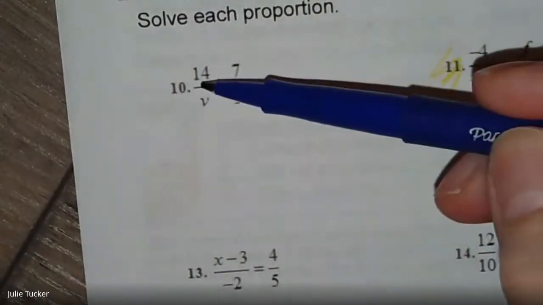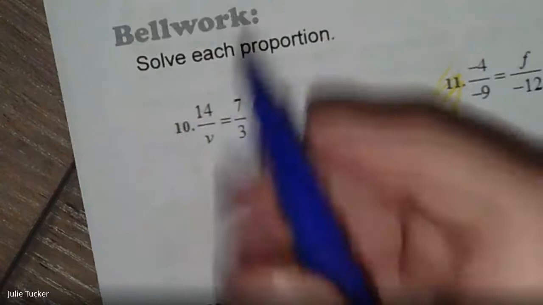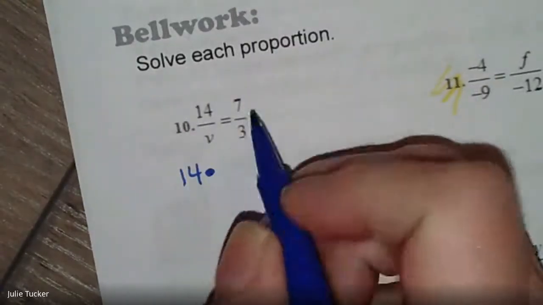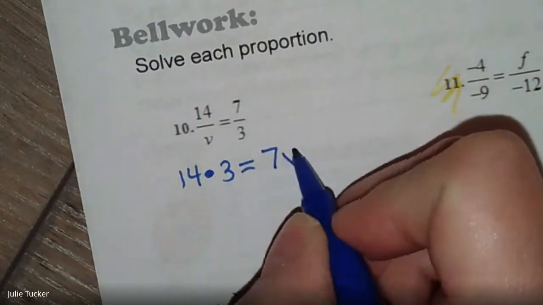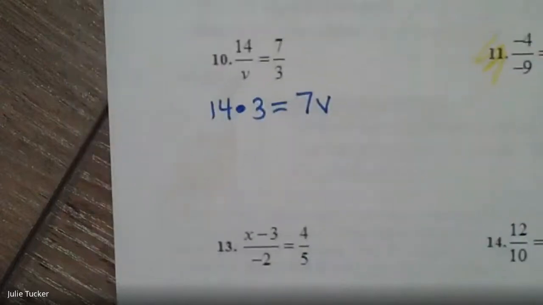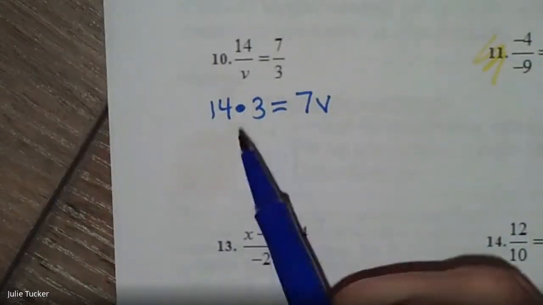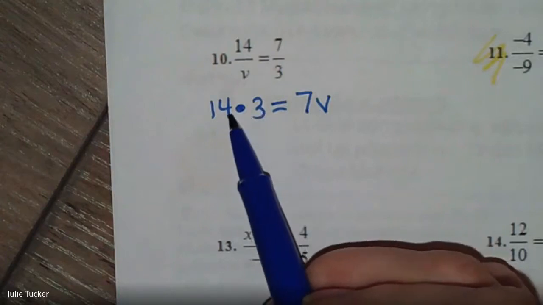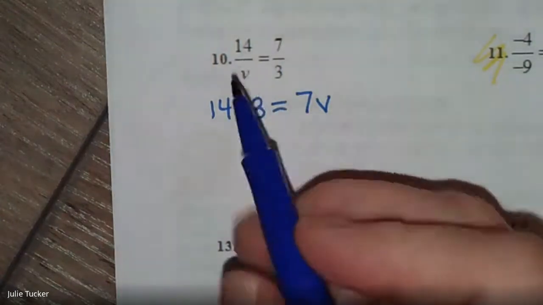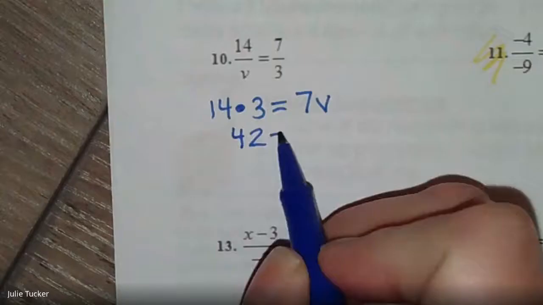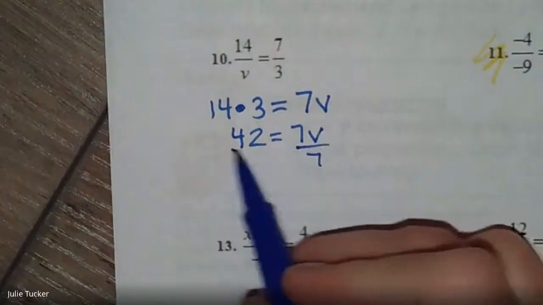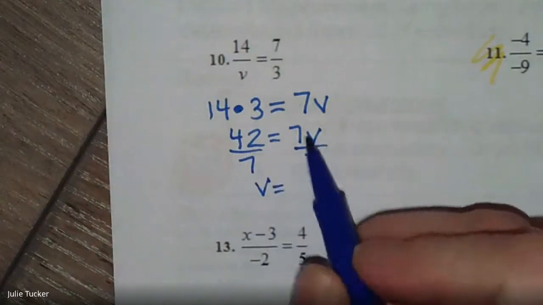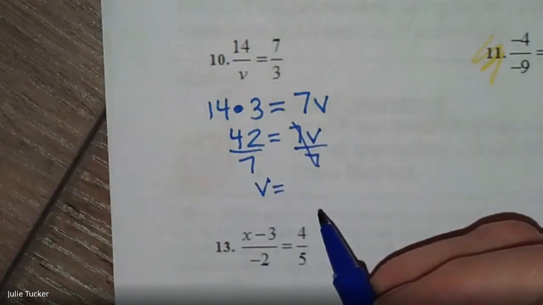Okay, so we're going to do 14 times 3. This is a times dot, so I'm going to make it a really big dot. Equals 7 times v, which is just 7v. And then we have to do 14 times 3. So that's going to be 10 times 3, which is 30, 4 times 3, which is 12. 30 and 12 is what? Great. So we have 42 equals 7v. Awesome. Then v equals, what is 42 divided by 7?